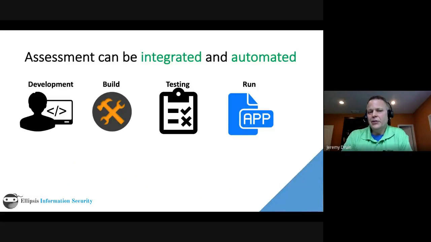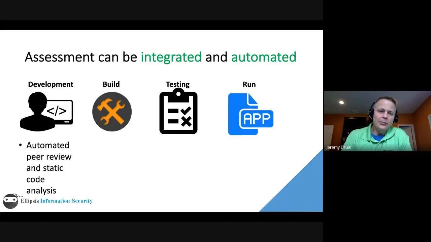But security assessments can be integrated and automated. In fact, that's what DevSecOps is. We integrate security tightly into both development and operational processes. So in development, we would have automated peer review, sometimes referred to as static code analysis, where we're literally just looking at the code with, well, other software. And these security tools can examine the code and find problems.